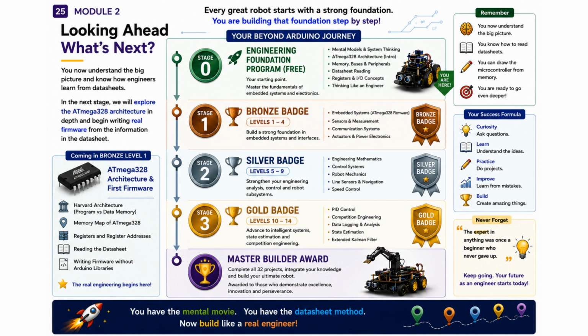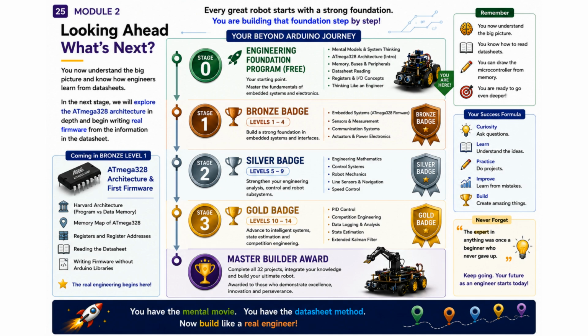And there is a simple formula for success. Stay curious. Ask questions. Learn the ideas. Practice by building projects. Improve by learning from mistakes. And continue creating amazing things. Never forget this. The expert in anything was once a beginner who never gave up. Every engineer started exactly where you are today. The only difference is that they kept moving forward.